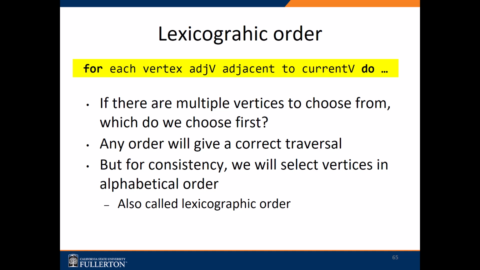But before that, you will notice that the for loop in the algorithm does not actually specify the order of adjacent vertices. The order does not matter, in the sense that any order will be a correct traversal. However, for consistency, if we want to get the same answer as everyone else, we have to make sure that we select vertices in some particular order. The alphabetical order of the vertex labels is one way of doing it. This is also called the lexicographic order. We'll follow this lexicographic order when we go through the next example.